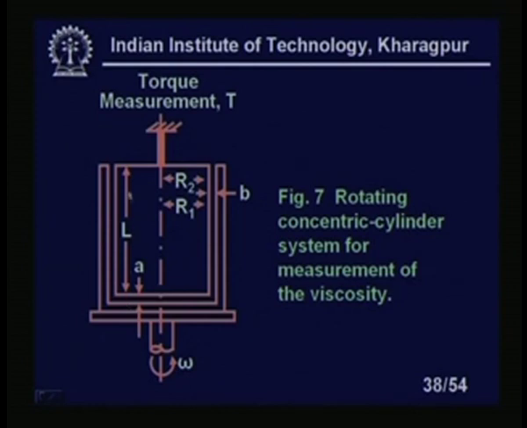The inner cylinder is stationary and has a length of L. There is a separation between the bottom and the two cylinders. The separation between the two cylinders is the difference of the inner diameter of the outer cylinder and the diameter of the inner cylinder. That is B, and L is the length of the cylinder.